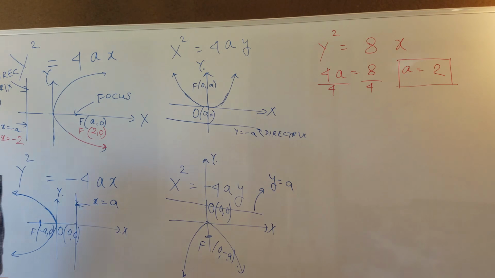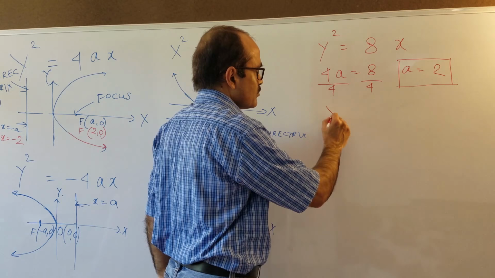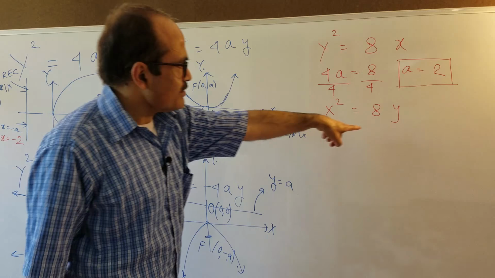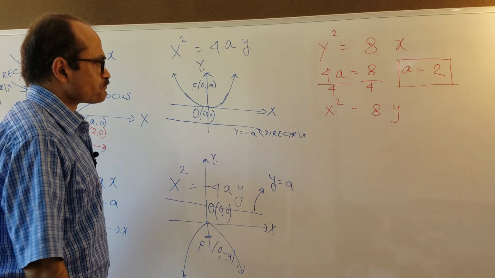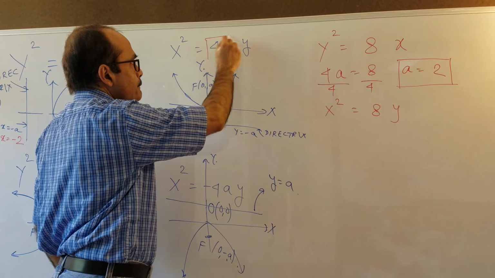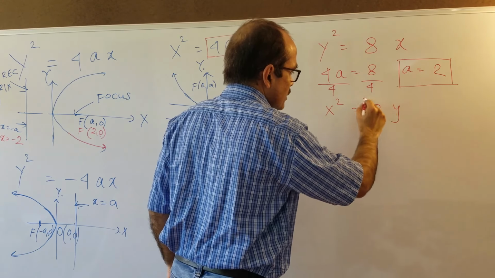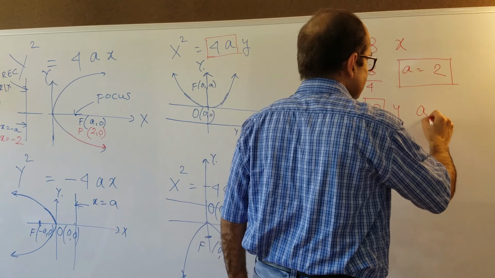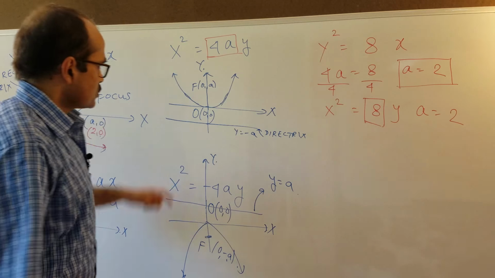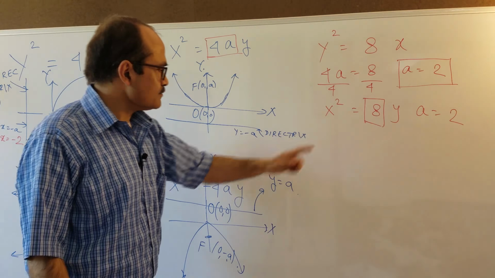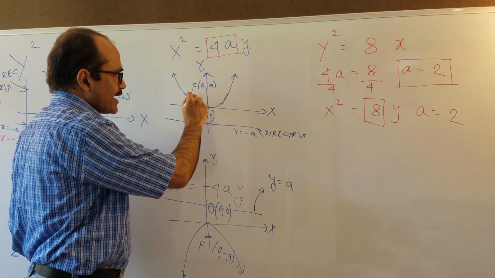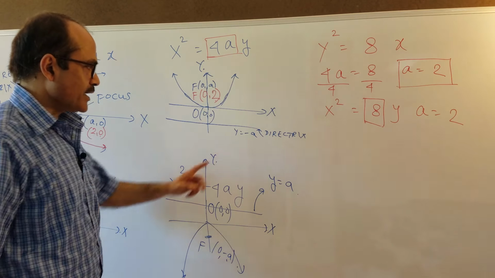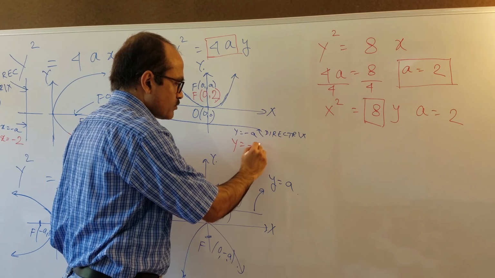Now, next example is x squared equal to 8y. So, this equation is comparable to this. So, again 4a is 8 and similar to the above, a is equal to 2. So, this is the graph of this equation with focus at 0, 2 and directrix y is equal to minus 2.